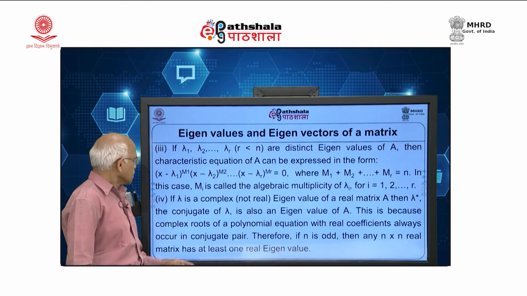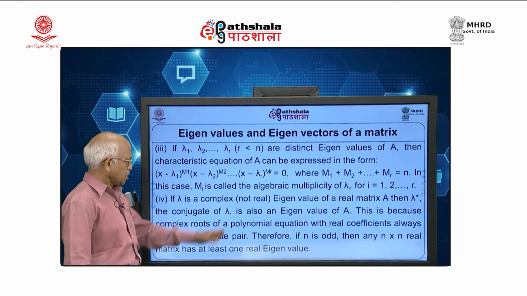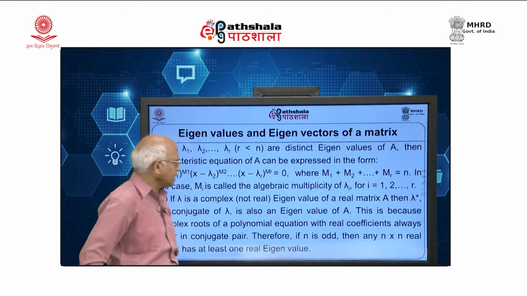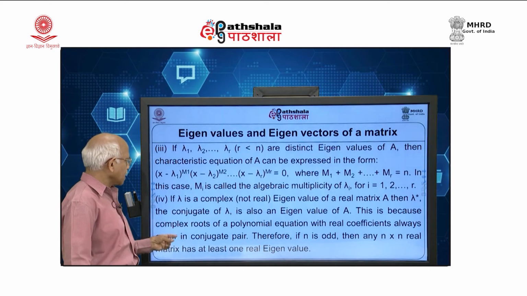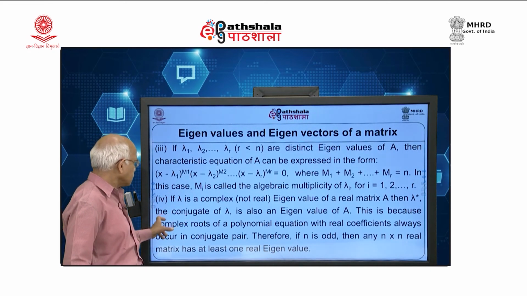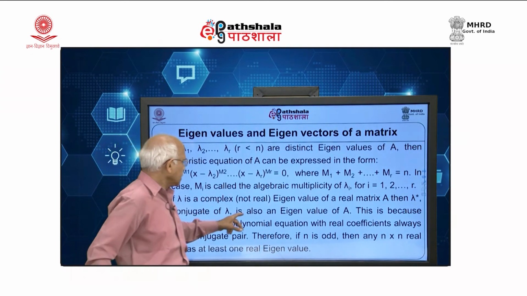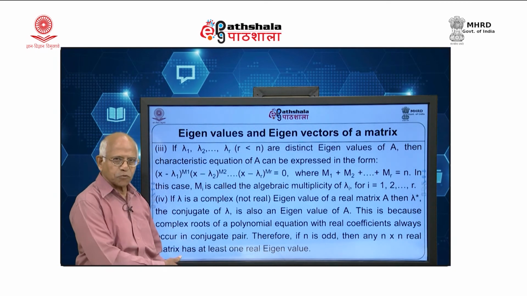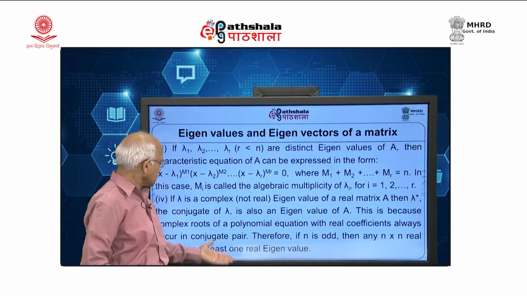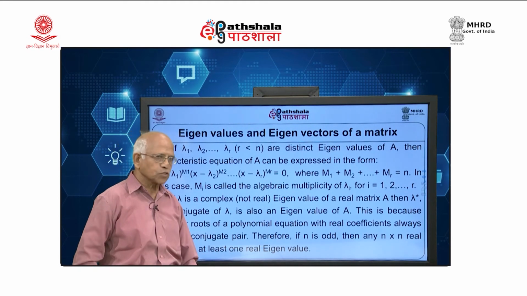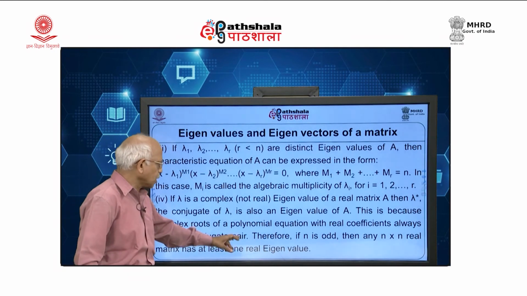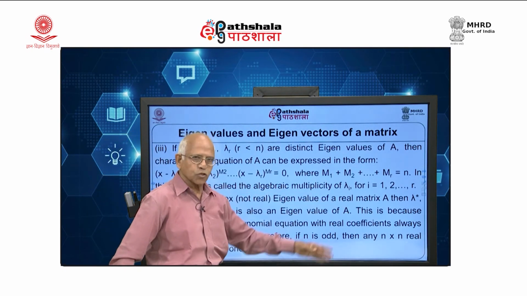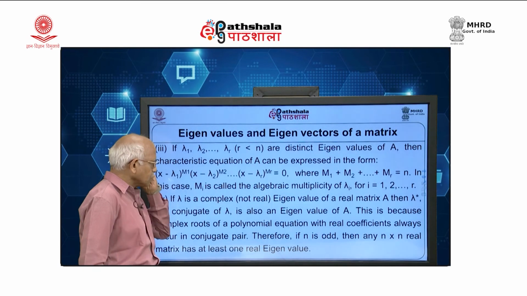So, if lambda is a complex, not real, eigenvalue of a real matrix A, then lambda star, the conjugate of lambda, is also an eigenvalue of A. This is because, from the theory of equations, complex roots of a polynomial equation with real coefficients always occur in conjugate pairs, and therefore if lambda is an eigenvalue of A, then lambda star is also a root of the characteristic equation, and hence it is an eigenvalue of A.